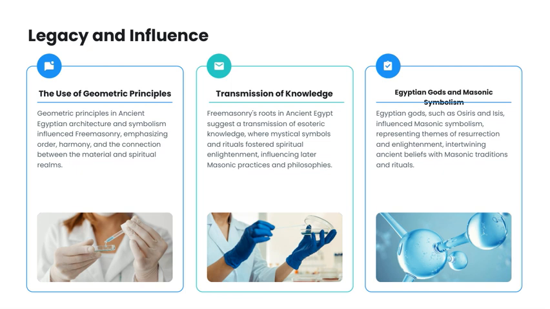Finally, Egyptian gods like Osiris and Isis played a significant role in shaping Masonic symbolism. These deities represented themes of resurrection, renewal, and enlightenment, concepts that resonate deeply within Masonic teachings. By intertwining these ancient beliefs with their rituals, Freemasonry creates a rich tapestry of spiritual symbolism rooted in Egypt's mystical traditions. Overall, these connections highlight how ancient Egyptian ideas continue to influence modern esoteric and spiritual systems, emphasizing a timeless quest for understanding and enlightenment.